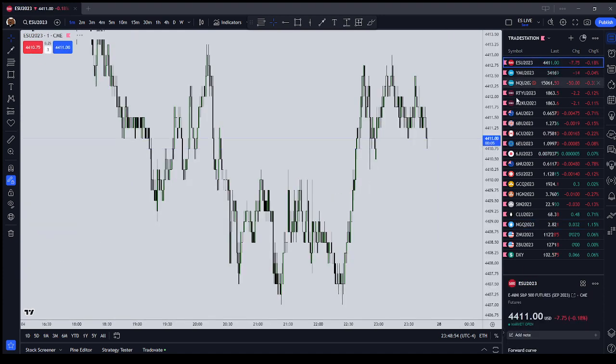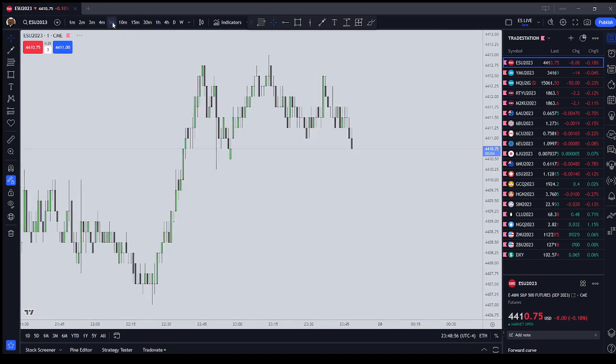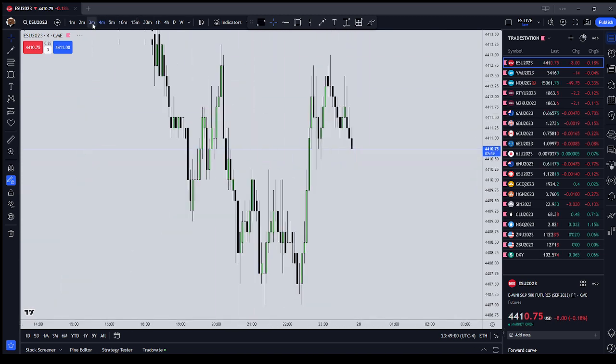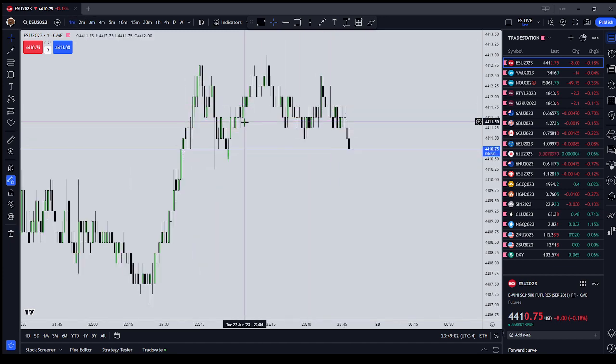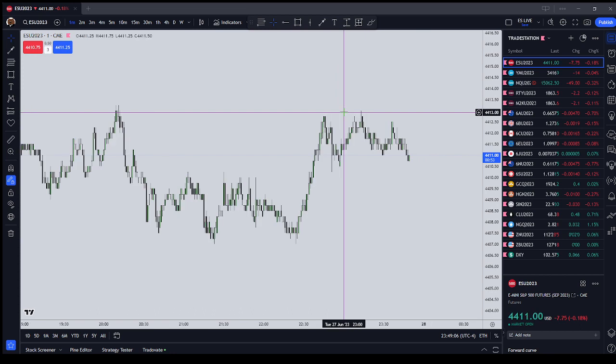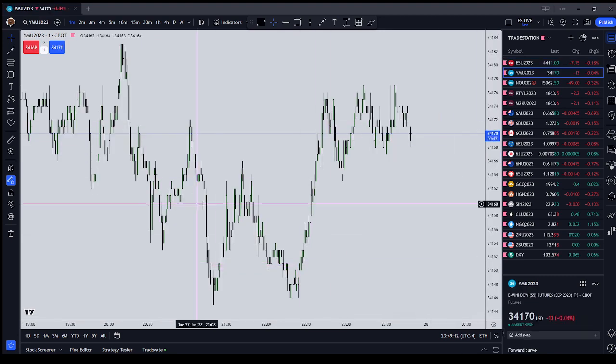Let's check out what the ES has done. Yeah, I just don't like the way these candles look on the NASDAQ, ES at this time of day. You can see they're illiquid. But that being said, if the ES had the most movement, I would have traded this instead of the NASDAQ. Check the YM.